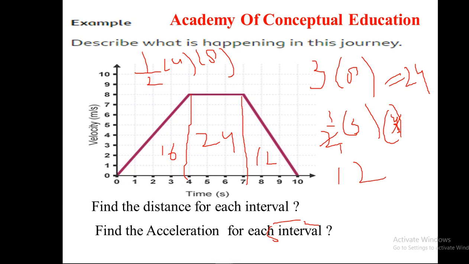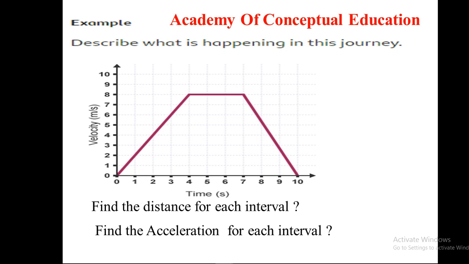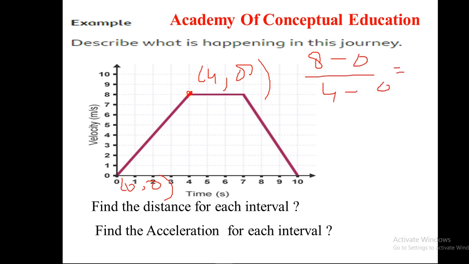Now the next one is to find the acceleration for each interval. How to find the acceleration for each interval? For acceleration you have to find out the gradient. Now gradient क्या है? For the first interval, the gradient will be y2 minus y1 over x2 minus x1. This is the first point: on the x-axis it's 4 and on the y-axis it's 8. Similarly, this is the point 0, 0. So y2 minus y1 means 8 minus 0 divided by 4 minus 0, so the acceleration will be 2. Sorry, the unit of acceleration is meter per second square.